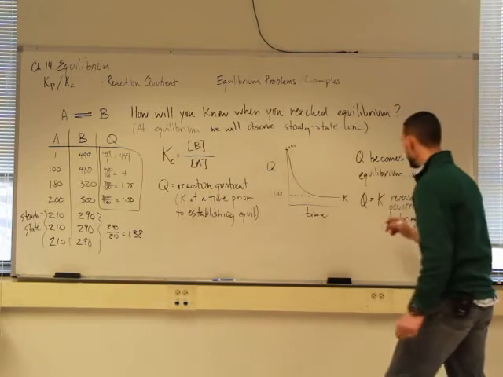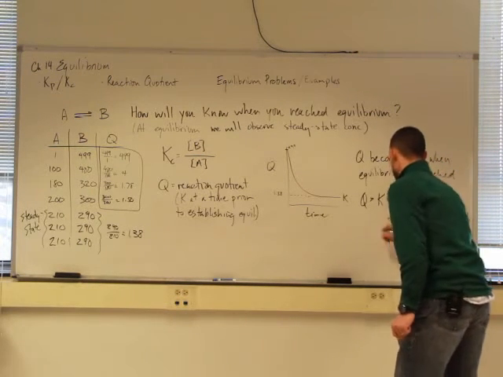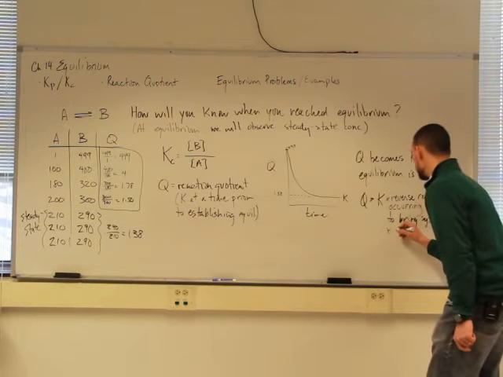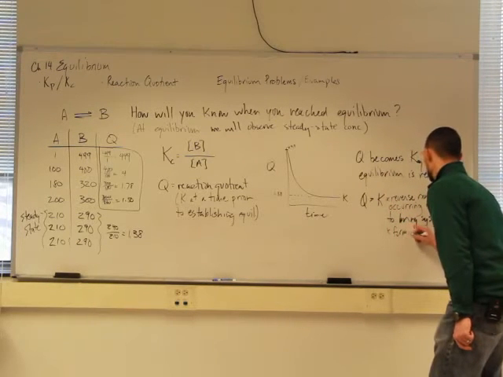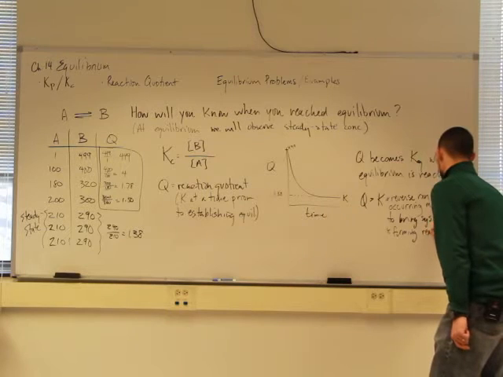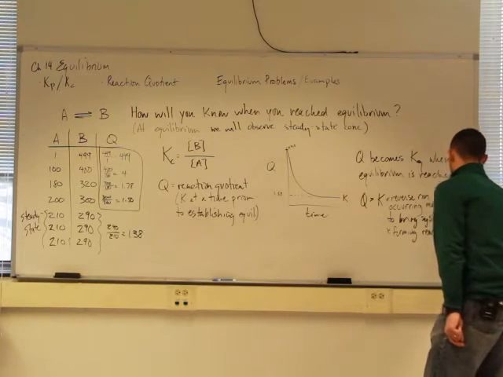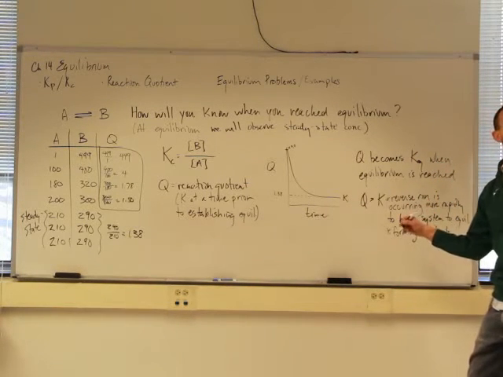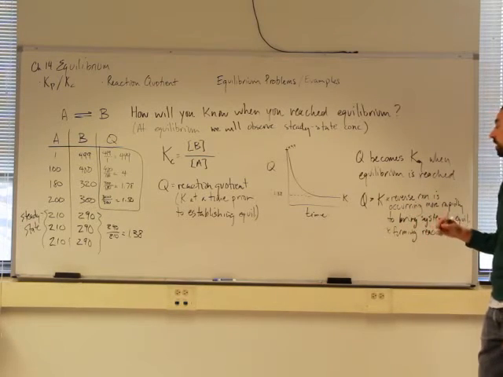Okay? Another way of saying this would be, during this time when Q is greater than K, you are forming reactants. Right? That's what the reverse reaction does. Or you're consuming the products.